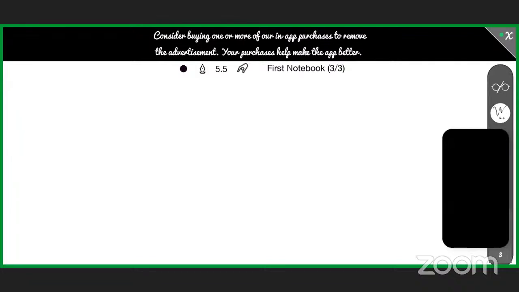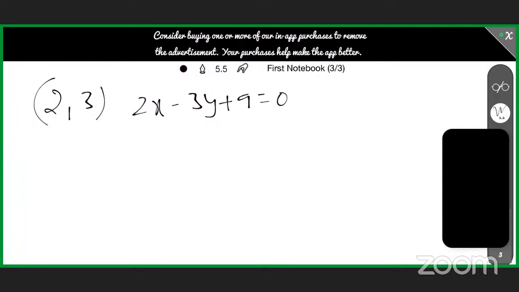The distance of a point (2, 3) from the line 2x minus 3y plus 9 equals 0 is measured along a line x minus y plus 1 equals 0. You understand the question very clearly: they are telling that you have to find the distance of this point to the line, which is measured along this other line.